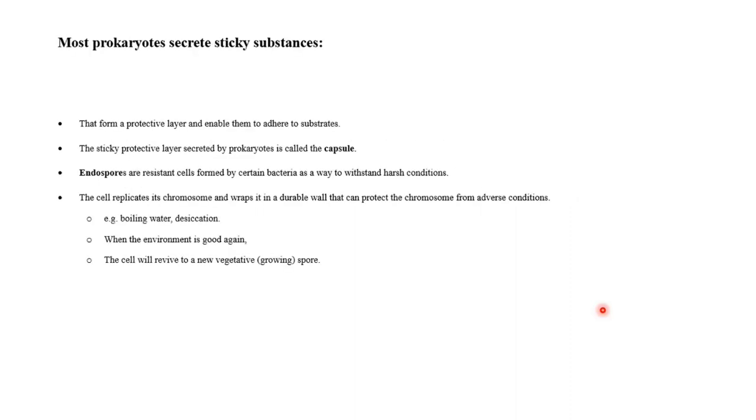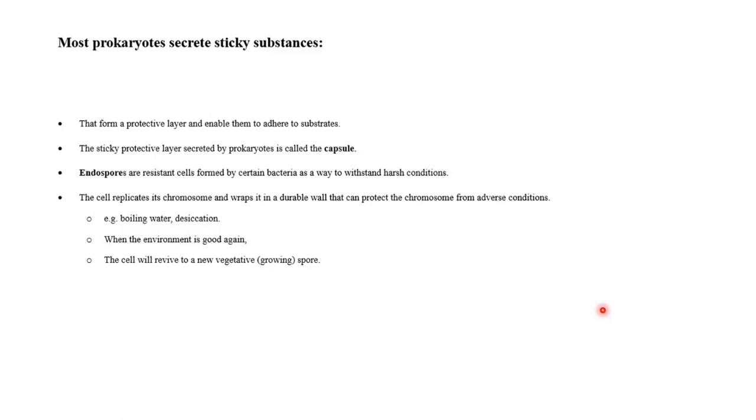Okay. Then they use this gram stain to determine whether it's gram-negative or gram-positive. Most prokaryotes secrete sticky substances. What do they mean by that? They form a protective layer and enable them to adhere to substrates. It acts as a kind of protective mechanism. The sticky protective layer secreted by these prokaryotes is called a capsule. So that's one of the terms there.